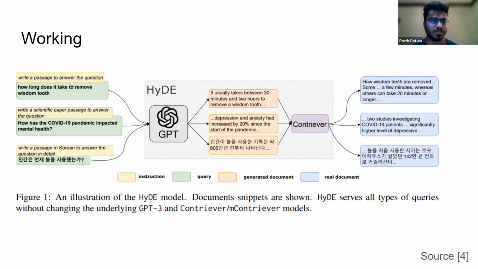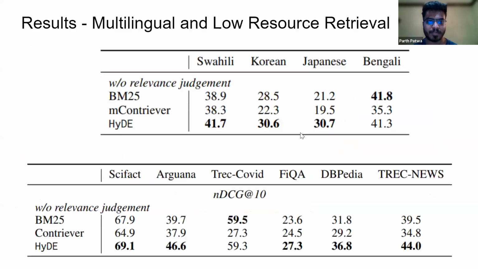So how it works is, if the question comes, then first HyDE will generate a response that will be given to a Contriever, which is a retriever trained in an unsupervised manner with contrastive learning. And then from that, the documents will be retrieved, the real documents. This works very well on multilingual and low resource retrieval, which is especially important because that's where we could encounter zero-shot learning.